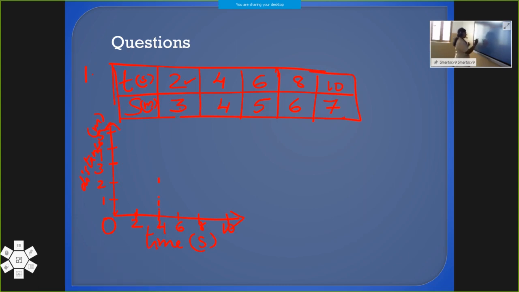So in 2 seconds, 3 meter, then 4 seconds, 4 meter, then 6 seconds, 5 meter. You get a straight line graph. Why? Because the motion is uniform. 3 to 4, 1; 4 to 5, 1; 5 to 6, 1. So 1 meter in equal intervals of time. So you get a straight line like this. Likewise, you have to practice the questions given.